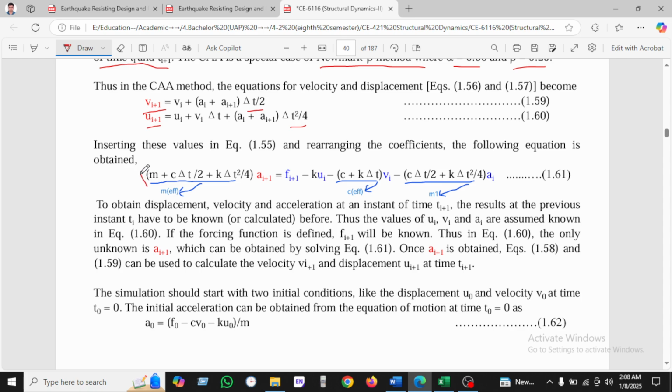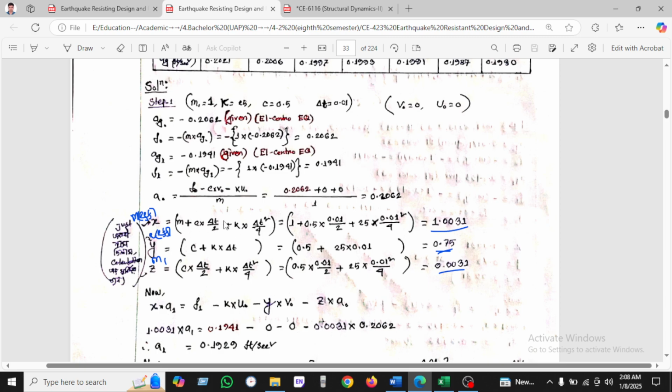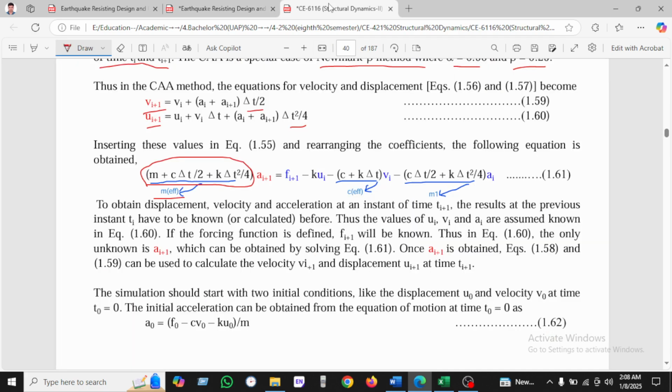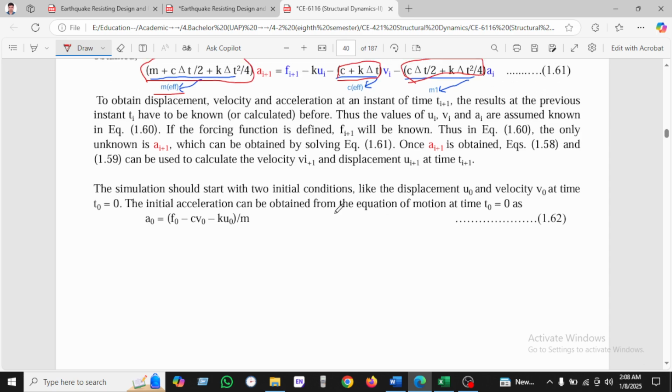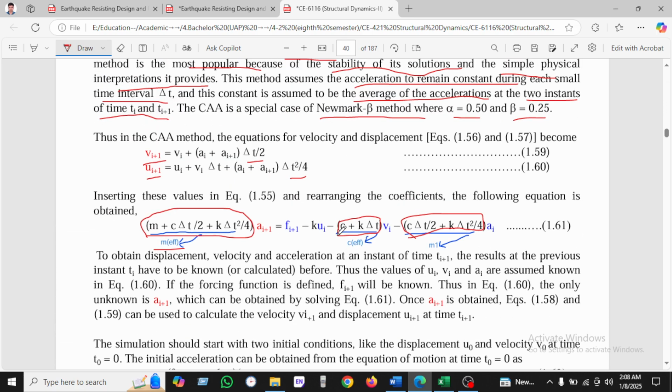We'll call this portion M effective, and this is C effective, which is known. We'll separate them, and this is the M1. In this way I will solve this equation.